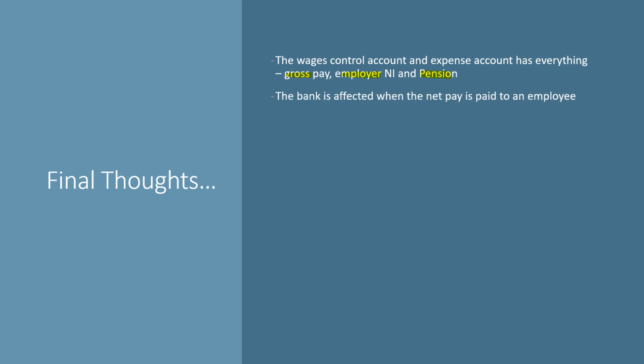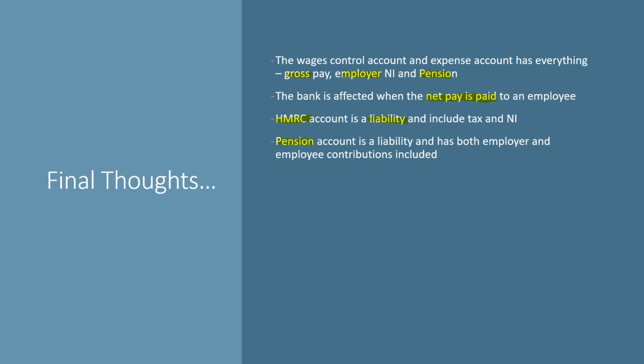Okay, so my final things for this presentation. The wages control account and expense account has everything, so that's including your gross pay, your employer NI and your employer pension. The bank is affected when the net pay is paid to an employee. So that's the only amount of money that goes out of the bank, what you're paying your employee. The HMRC account is a liability account, and that will include your income tax and both lots of NI, which is your employer and employee contributions. And in the same way, your pension account is also a liability account, and it has both your employer and employee contributions.